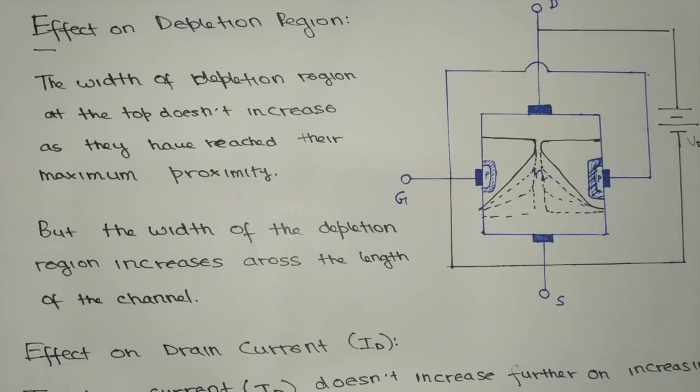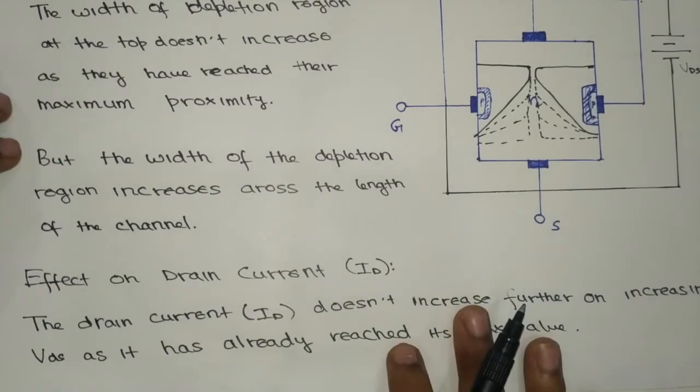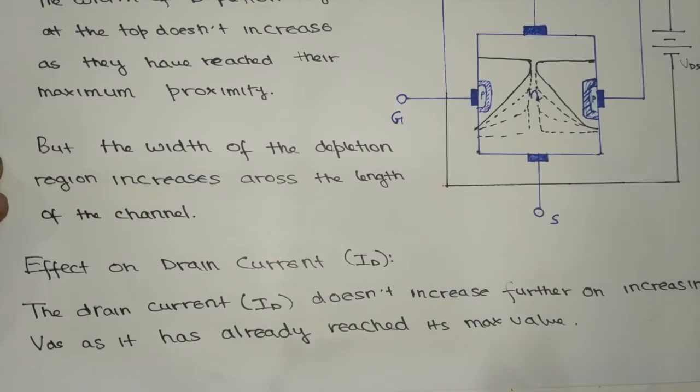Then on increasing further, the depletion region enters into a breakdown state and electrons flow at a much faster rate. This is the effect of the increase of voltage from drain to source beyond the pinch off voltage. So what would be the effect of this on the drain current? The drain current does not increase further on increasing the VDS, as it has already reached its maximum value.